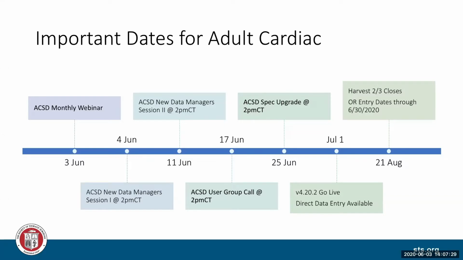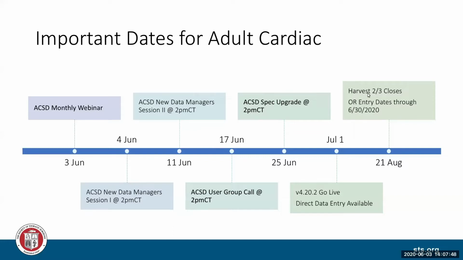Version 4.20.2 goes live on July 1st, and we will have direct data entry available with IQVIA for those sites that are interested in participating in direct data entry. And then Harvest 3, which will include dates through June 30th, will close on August 21st.